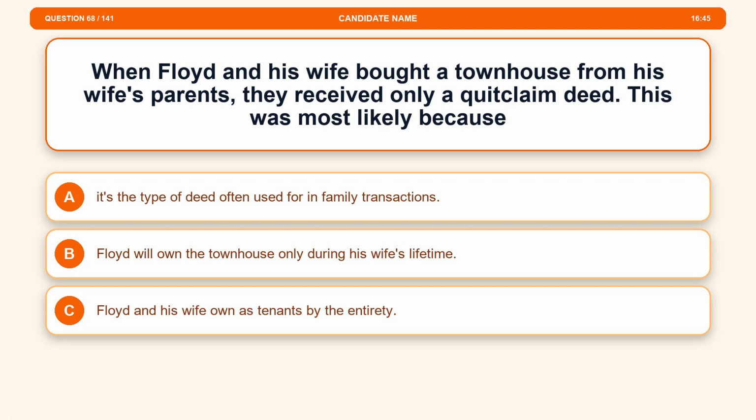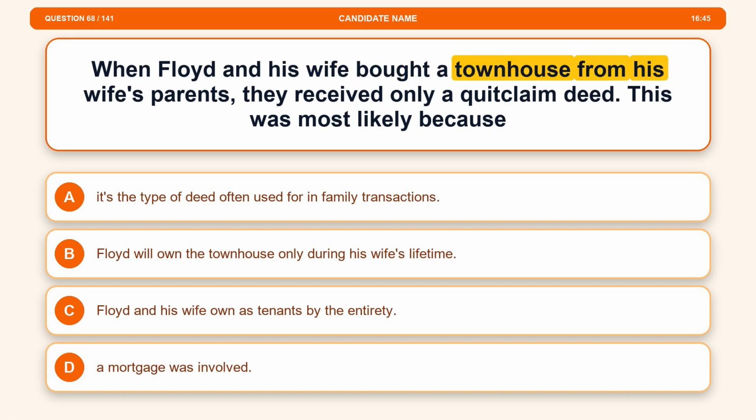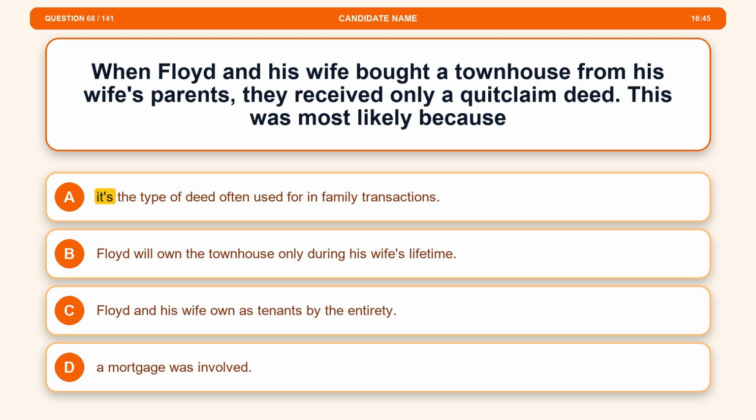Question 68. When Floyd and his wife bought a townhouse from his wife's parents, they received only a quitclaim deed. This was most likely because option A, it is the type of deed often used for in-family transactions. Option B, Floyd will own the townhouse only during his wife's lifetime. Option C, Floyd and his wife own as tenants by the entirety. Option D, a mortgage was involved.